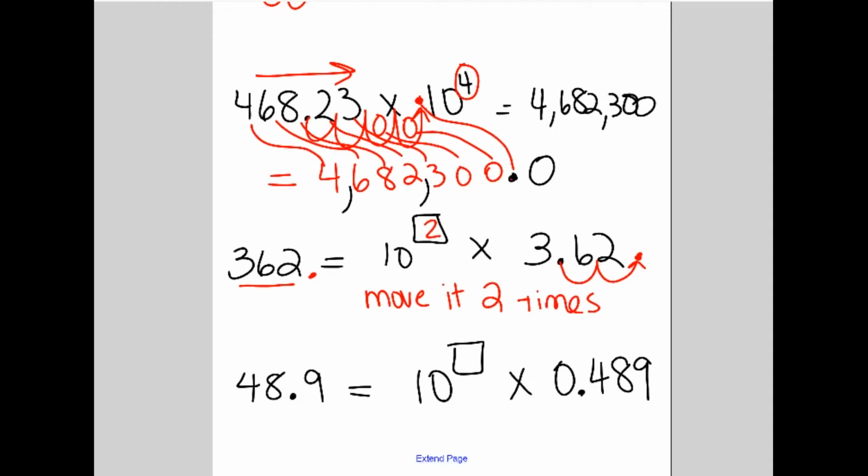Now, last one. This time, our decimal point started in front of the 4, but now it's after the 8 in my answer. So let's see how many times I need to move this decimal point to get it to be between the 8 and the 9. So 1, 2. Oh, okay, just 2. That way it could be between the 8 and the 9. Move it twice. So that's basically what we're doing right now with all these problems that you'll have. Remember these steps and you'll be good.